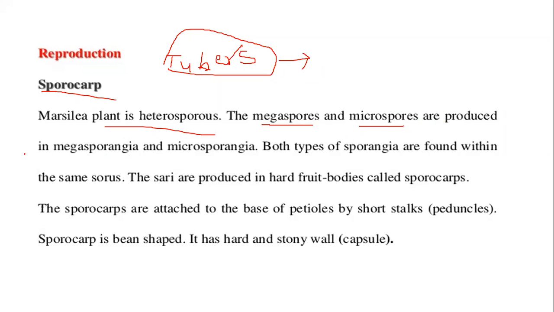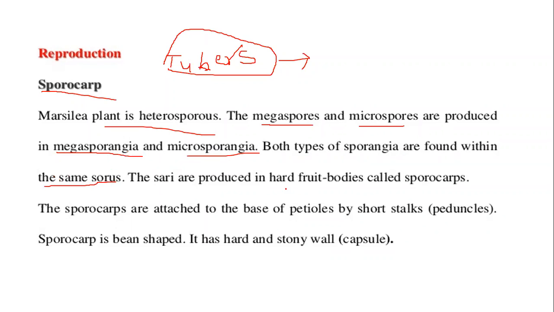They are produced in sporangia, which are called megasporangia and microsporangia. Now, both types of sporangia are found within the same sorus or sori.